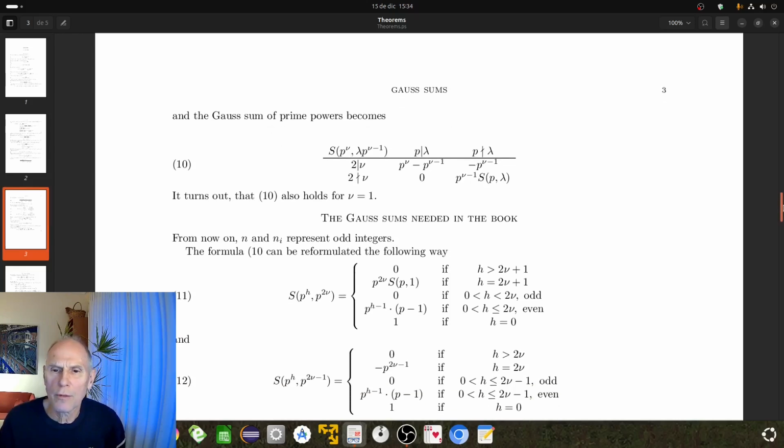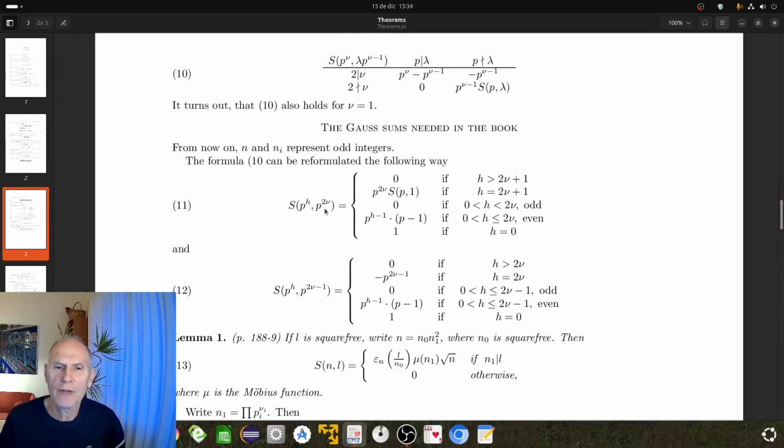In the book, we keep L fixed and vary n, so we need to check what is the value of this for fixed nu, varying h, and I've collected the results here. Now we have an easy proof of the lemma in the book.